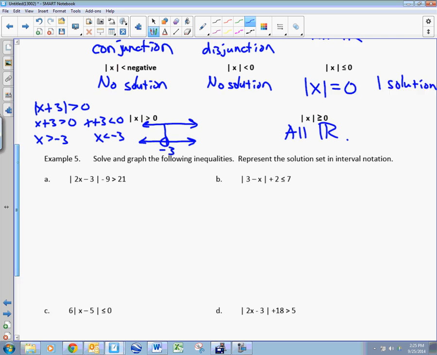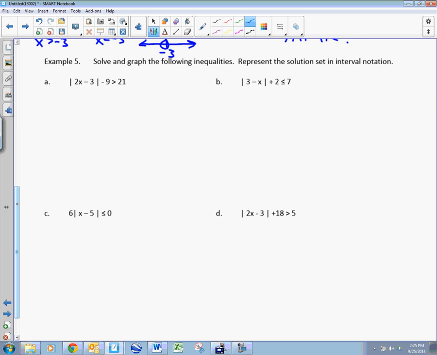So let's just try a couple very basic examples, okay? You're going to have a short assignment today. It's going to be no big deal for you. A nice kind of relaxing day for us. We're going to solve these and represent the solution set in interval notation. What must I do to start solving it?